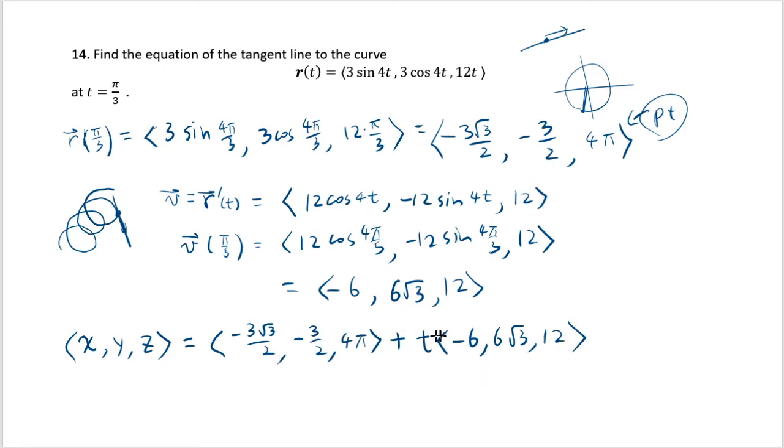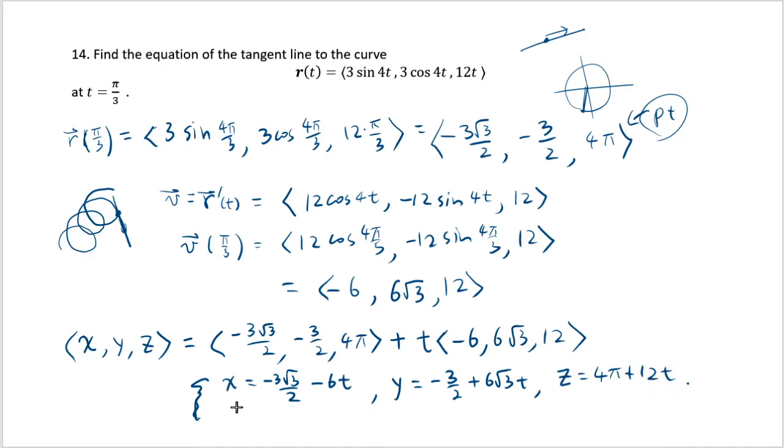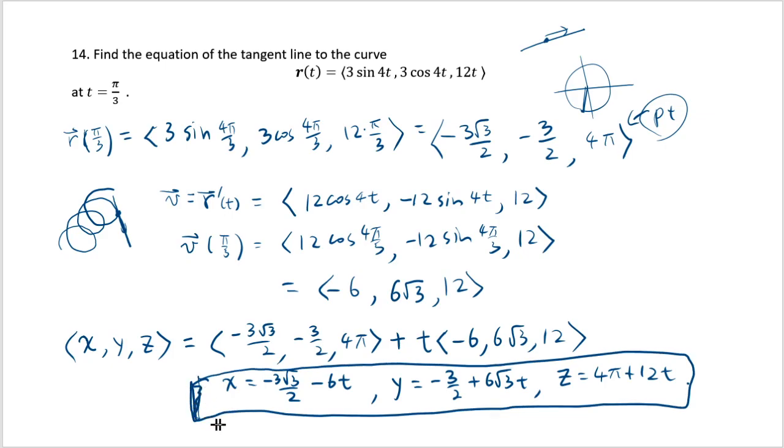Okay. Now if you multiply t to every one of them and add, this would be equivalent to the parametric equation, which is x would be negative 3 radical 3 over 2 minus 6t, and then y would be negative 3 over 2 plus 6 radical 3 t, and then finally z would be 4 pi plus 12t. So that's the parametric form of the line equation. You can also solve this for t and write down a symmetric form also, but since the question doesn't ask which format it wants, this will be fine enough.